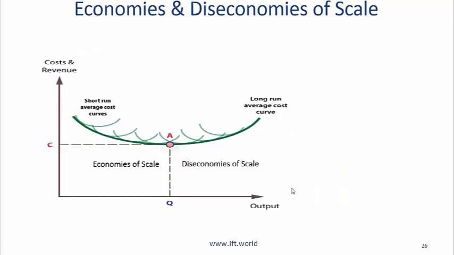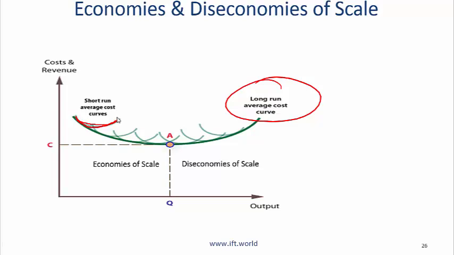Economies and diseconomies of scale. If you think of this dark green line as the long run average cost curve and these small blue curves as the short run average cost curves, I'll give you a simple analogy to relate to this. Let's say a company has a small manufacturing facility. In the short run, the variable cost is labor, but the plant is fixed. So there is a given short run curve.